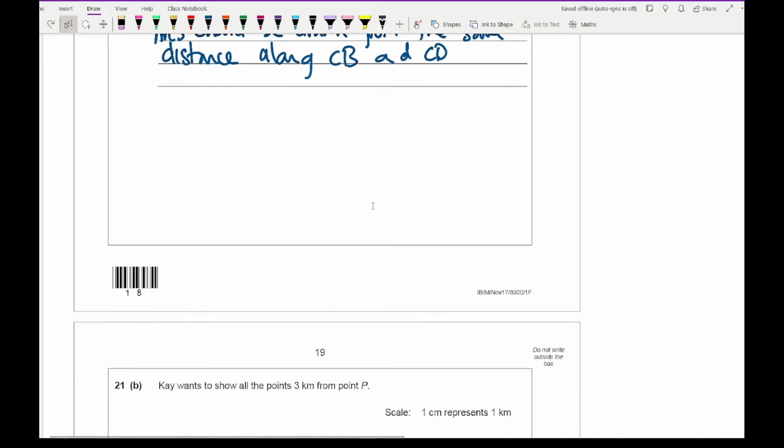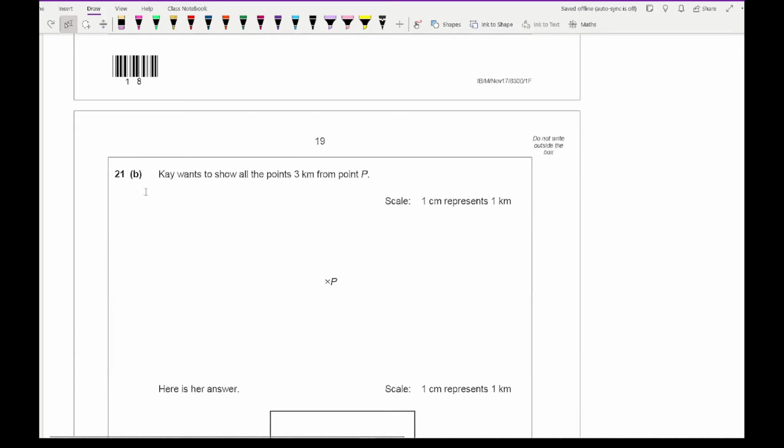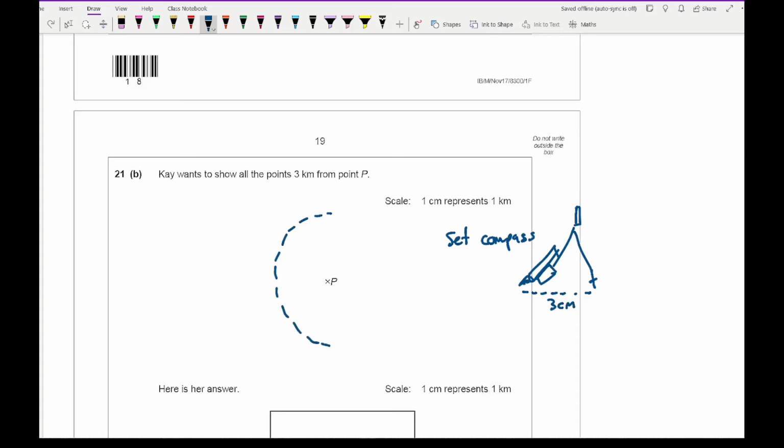Now for question 21b, it says K wants to show all the possible points that are 3 kilometers from point B. So what we need to do here is set the compass so that in your compass, the distance between the pencil and the pin needs to be 3 centimeters. And then what you then need to do is to draw a circle.